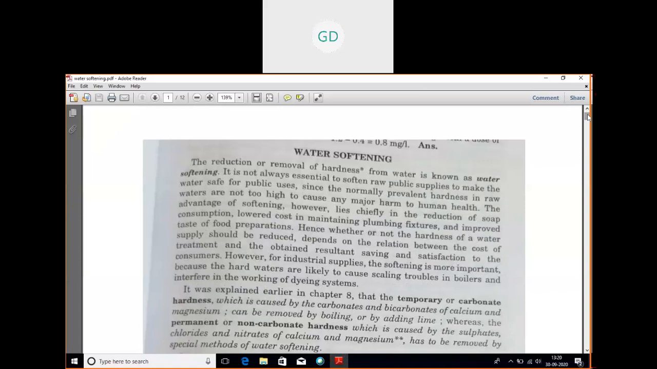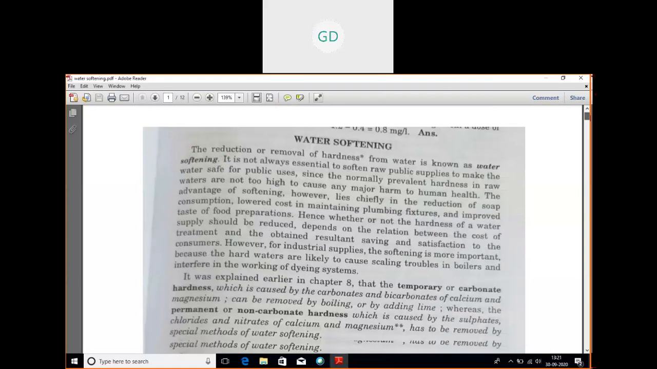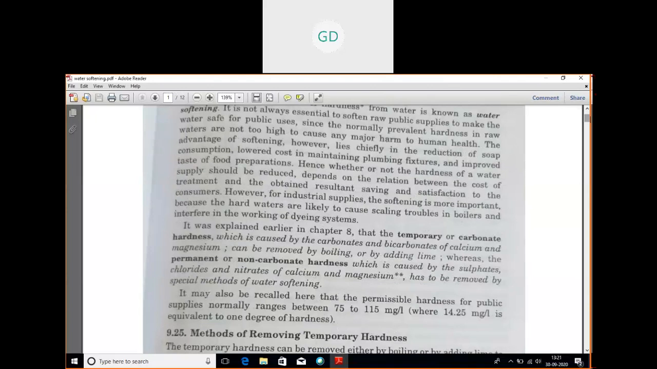The definition will be: the reduction or removal of hardness from water is known as water softening. Okay, it's very simple. It is written here, the first line you see: the reduction or removal of hardness from the water is known as what? Water softening. Okay, so let's see what are the processes to remove your temporary hardness? We already know that hardness is of two types. One is temporary hardness, and the other one is permanent hardness. So how to remove the temporary hardness?